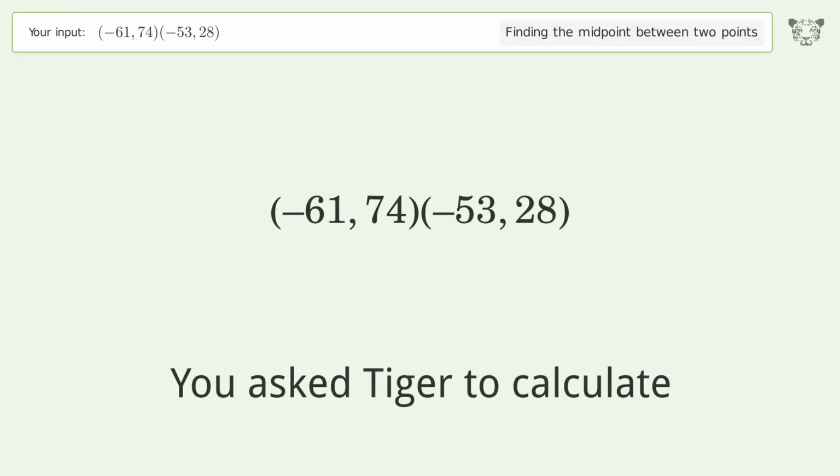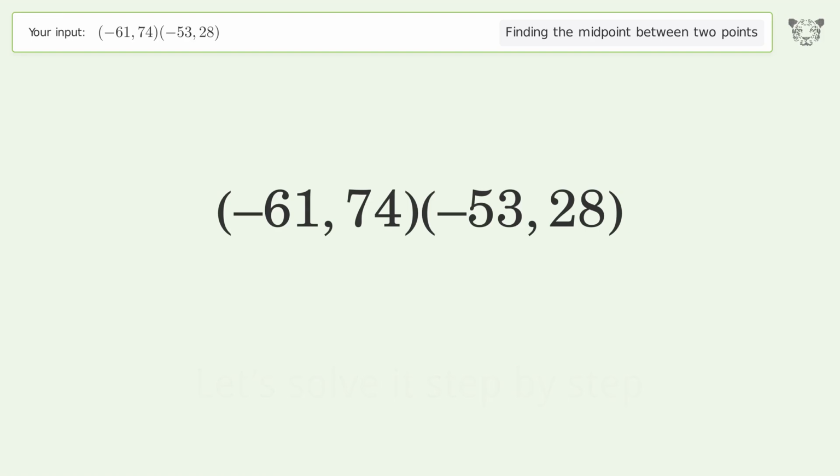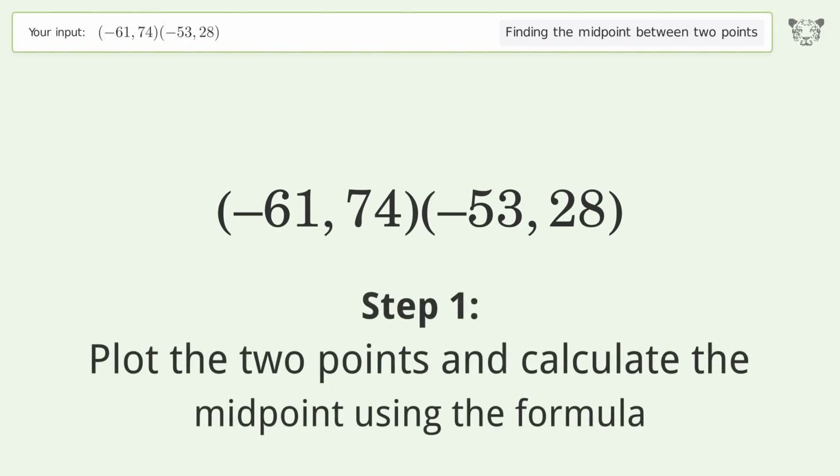You ask Tiger to calculate. This deals with finding the midpoint between 2 points. The midpoint between the 2 points is negative 57, 51. Let's solve it step by step. Plot the 2 points and calculate the midpoint using the formula.